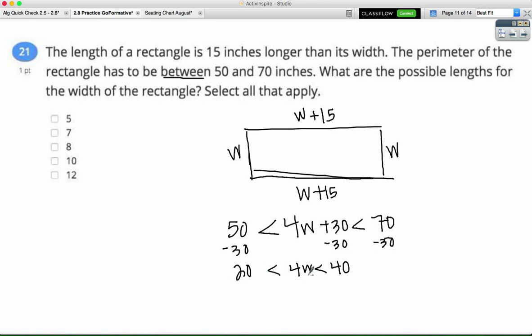Then I'm still trying to get W alone in the middle, so I'm going to divide everything by 4. And what I'm left with is 5 is less than W, which is less than 10. So W, the width, can be between 5 and 10 inches. It can't be 5, it can't be 10, but it can be absolutely anything in between those two numbers. So the only numbers that fall between 5 and 10 that don't include them are 7 and 8.